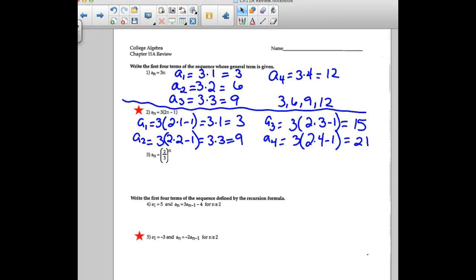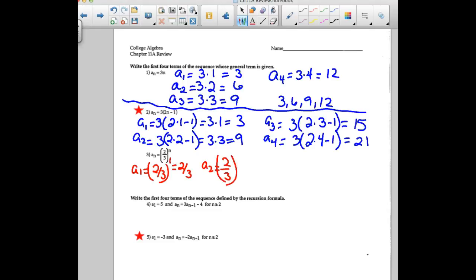All right, our third question says we are taking 2/3 to the nth power. So our first term is just 2/3 to the first power, or 2/3. Our second term would be 2/3 to the second power, and if we square the 2, we get 4. Squaring the 3, we get 9.